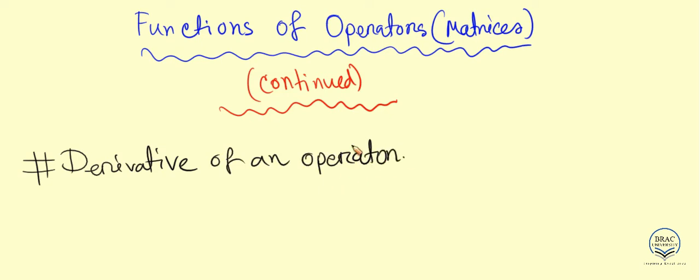So how to make sense of this? Because if you consider a finite dimension, then our operators can be represented through matrices. But derivatives are something that we use to define for functions. So how can we define a derivative of a matrix?